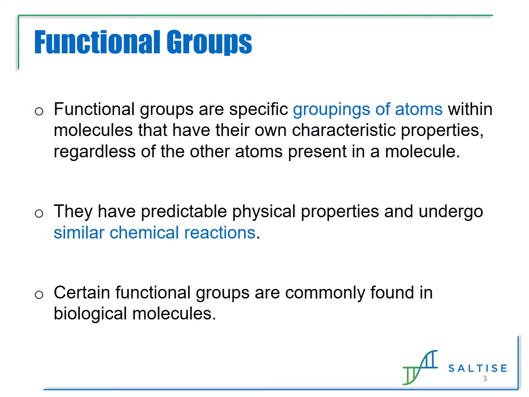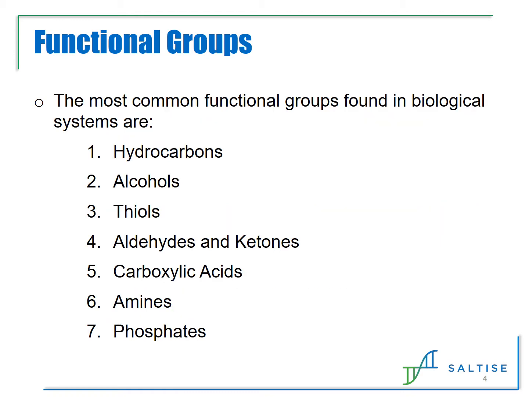What are functional groups? Functional groups are specific groupings of atoms within molecules. They have predictable physical properties and will undergo similar chemical reactions regardless of the other atoms present in the molecule. The most common functional groups found in biomolecules, and the ones we will look at, are hydrocarbons, alcohols, thiols, aldehydes and ketones, carboxylic acids, amines, and phosphates.